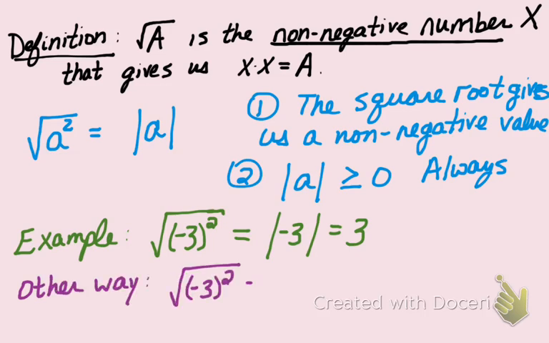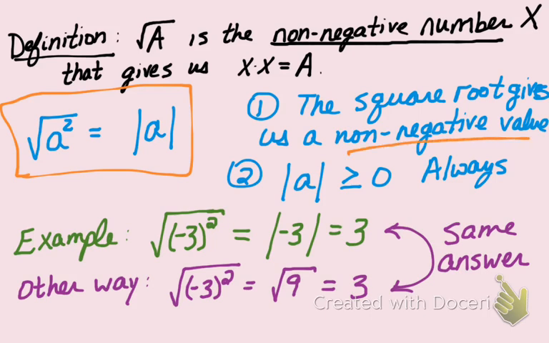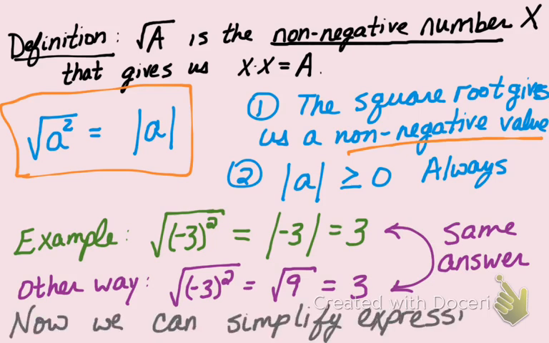Another way of doing the problem is to first compute -3 squared. -3 squared is -3 times -3. That gives us +9, and the square root of +9 is equal to 3. We get the same value no matter which way we did the problem. So we do have this rule that the square root of a squared equals the absolute value of a, and the big thing is that we need to guarantee that non-negative value. So we can now simplify some expressions that involve both numbers and variables.